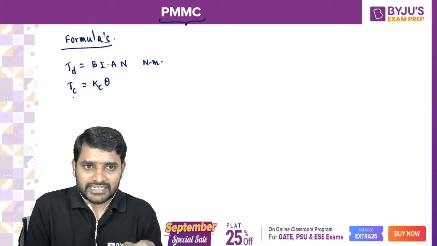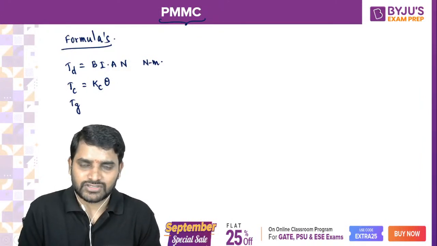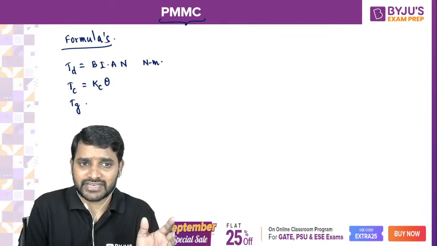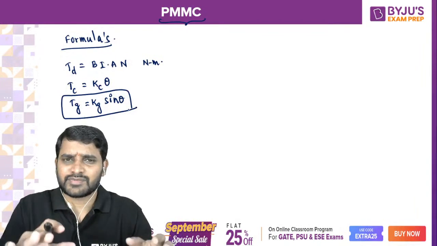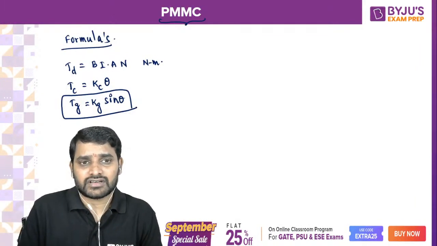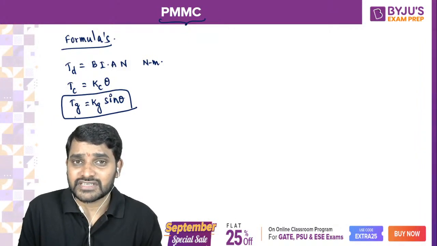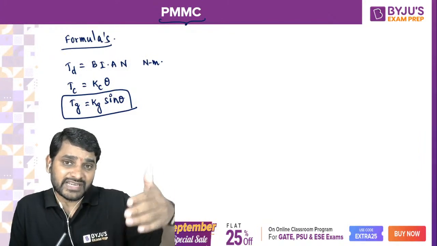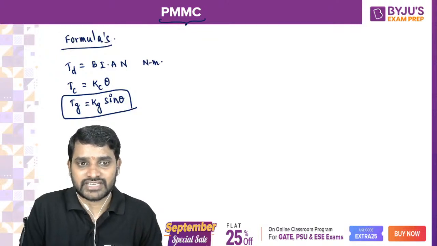And if it is gravity control, generally in PMMC instruments we do not go for gravity control. Spring control is enough. I'm writing it separately anyway: this is Kg into sine theta. So remember, in most PMMC instruments we go ahead with spring control torque, not gravity control torque. In general, MI instruments, especially panel board meters which are placed in a vertical manner, can employ the gravity control technique.